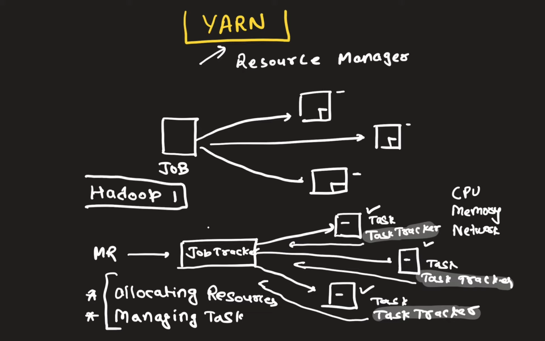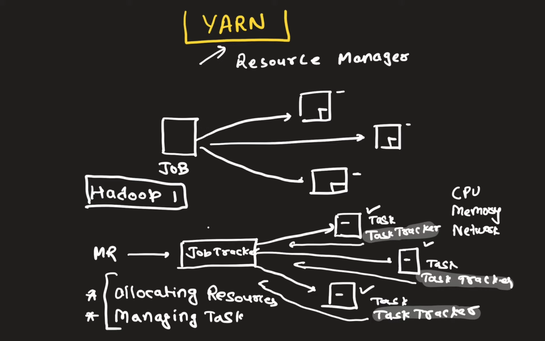So there are a few major challenges with this approach. The major challenge is that the job tracker is the single point of failure in this case. If the job tracker goes down, your resource manager is down, your task management is down, everything goes down within your MapReduce job. And also the job tracker is overburdened in this case.